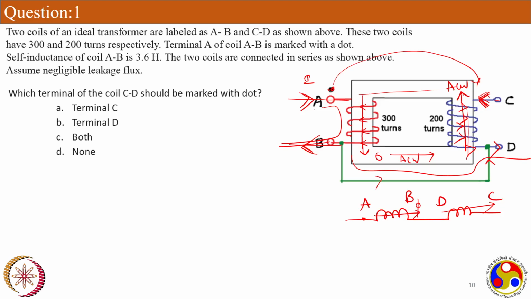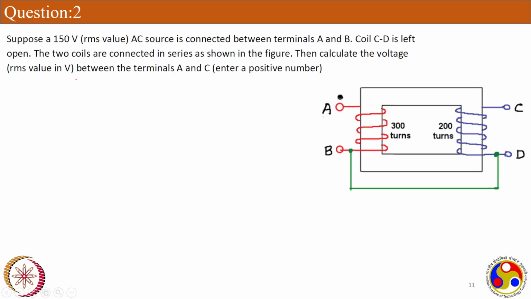Yeah, and what I'm saying is, whatever flux is being caused in the CD coil is also due to the same current. So that's why there is no concept of two different fluxes opposing each other. Whatever fluxes we are seeing are both aiding each other because they are caused by the same current. Yep. So at the C, the current enters. So the dot will be at the terminal C. Okay, let's see the question.